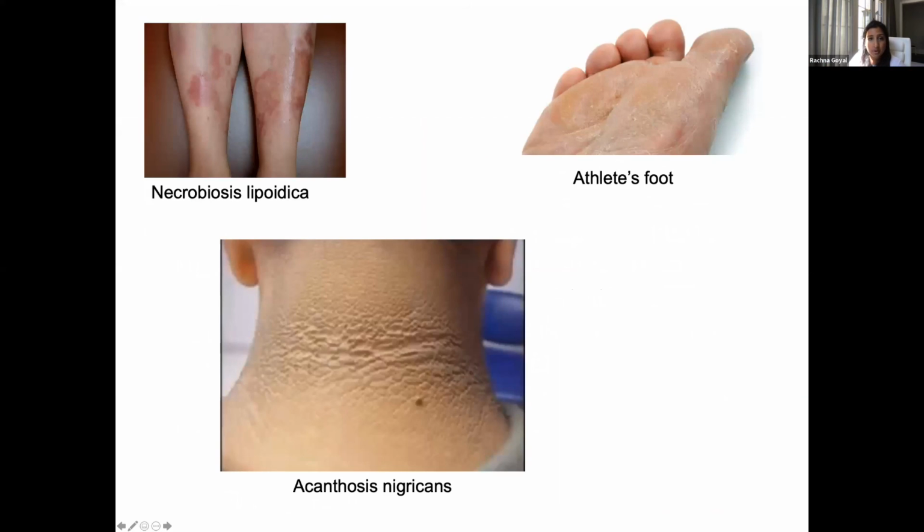So athlete's foot, fungal infections, acanthosis nigricans, which is right there. And then this is basically something that can be pretty pathognomonic of diabetes. It's a little bit harder to see on African Americans, but they basically have hyperpigmentation on their legs. And if you start paying close attention, I bet you'll see a handful of patients that have this.